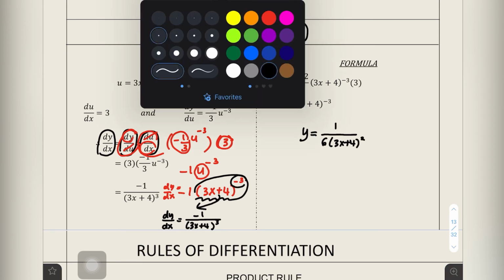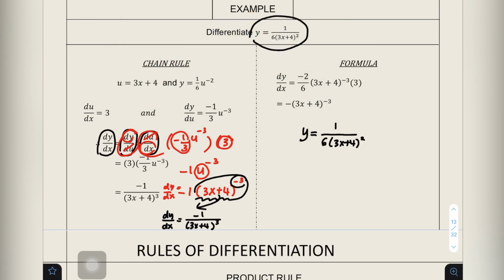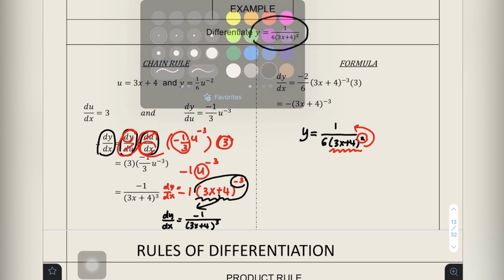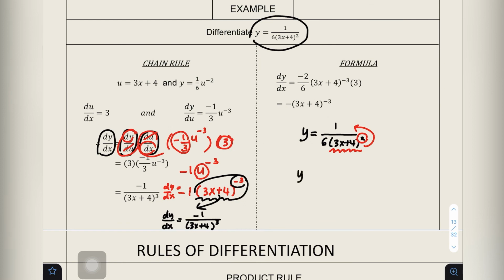Remember, whatever you want to differentiate cannot be in the denominator. Therefore, you need to bring this one on top, and the sign of the power will change. So what you have actually is the equation y equal to (3x plus 4) to the power of -2 divided by 6. Okay, so now we can find dy/dx by using the formula.